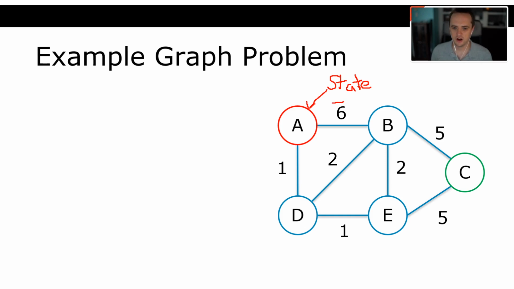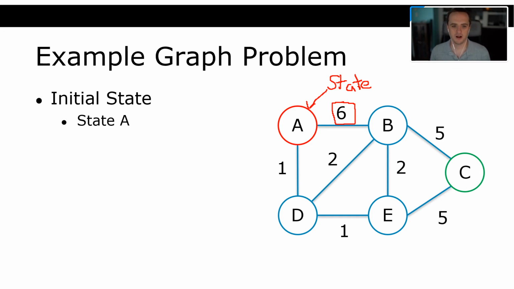Here we have the costs. So the edges of this graph are labeled with the costs. The edges define the legal actions in this graph. So here, this tells me that I can move from A to B with a cost of 6. I can move from A to D with a cost of 1. But I can't move from A to E, and I can't move from A to C because there's no edge connecting those vertices, okay?